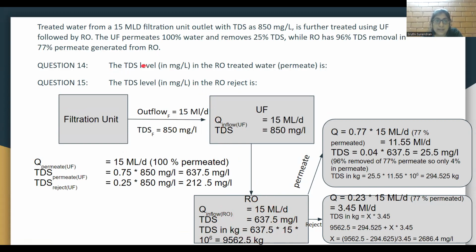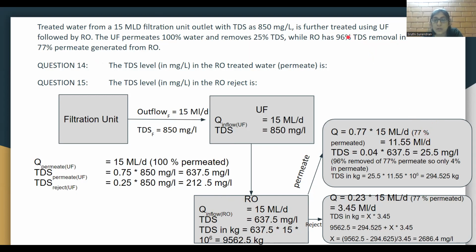Now the question they have asked here is, what is the TDS level in the RO treated water? Now from RO, they are going to treat some amount of water and reject some amount of water. In the treated water, what is the TDS level is the question. So they have said here, RO has 96% TDS removal in 77% permeate generated. That is, from this inflow rate, only 77% is being permeated. So it will be 77% of 15 MLD, which is going to be 11.55 million liters per day.